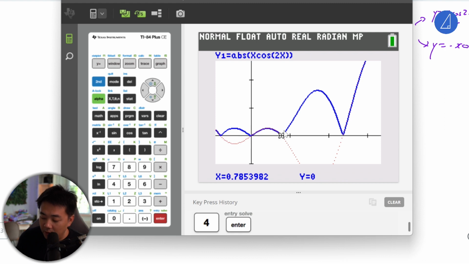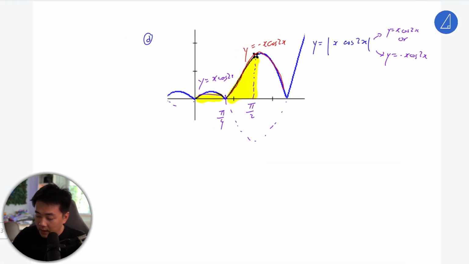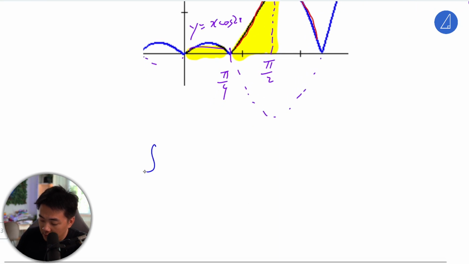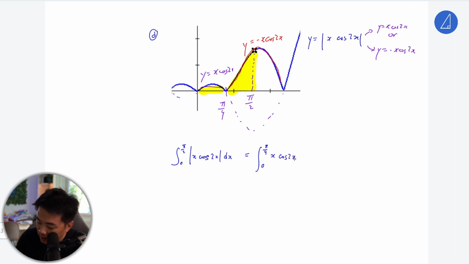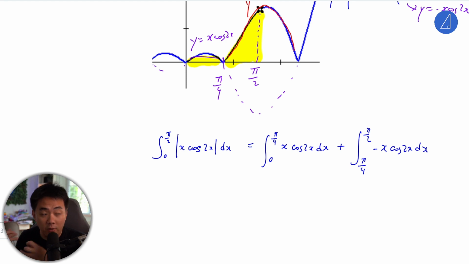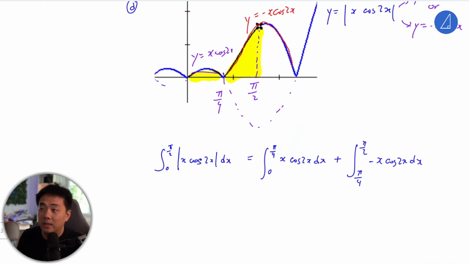You need to find this value here. There you go, y equals 0. So we know that if you want to find the integral from 0 to pi over 2 of the modulus of x cosine 2x dx, what we need is 0 to pi over 4, taking the positive function, break it apart. So this is the integral of x cosine 2x dx, plus pi over 4 to pi over 2, take the negative function because it's under the axis, which is -x cosine 2x dx. Okay, so this is the first thing you must be able to confidently do before you even start.